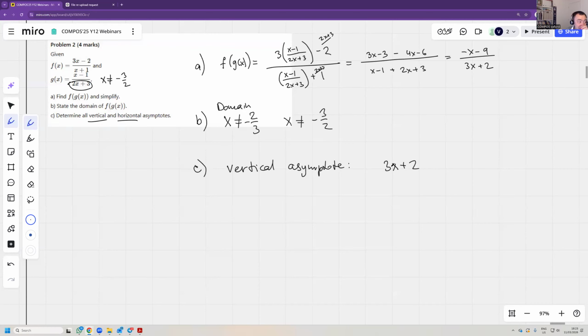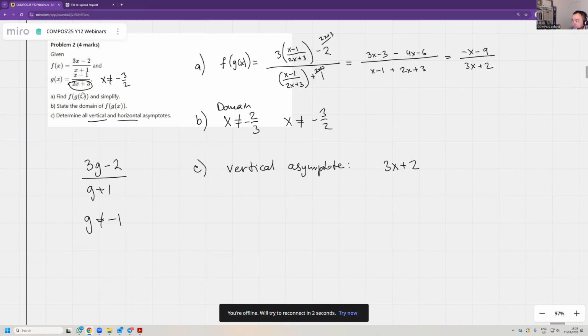No, because you're not substituting x into f. You're substituting g into f. So effectively, you're having 3g minus 2 over g plus 1. So g is not equal to -1. But we already know that g is not equal to -1, because, well, it can't.